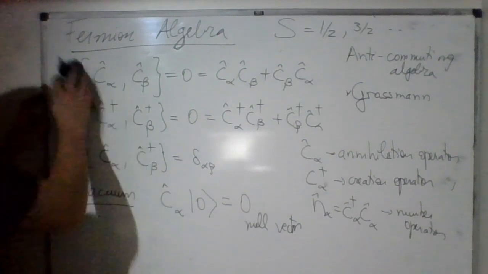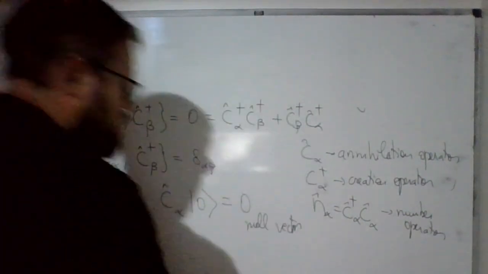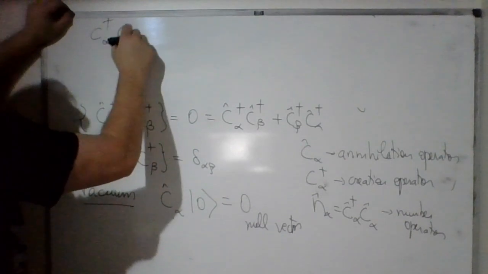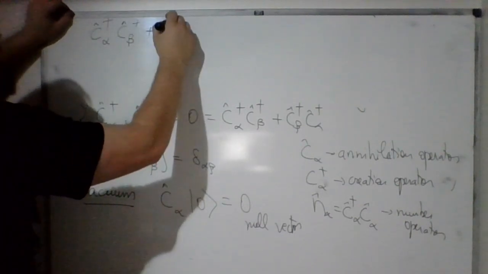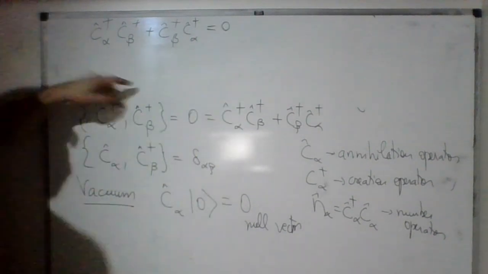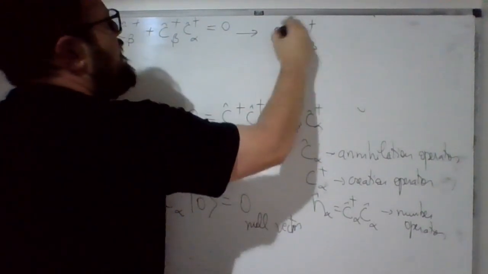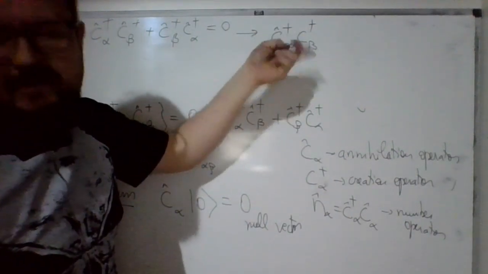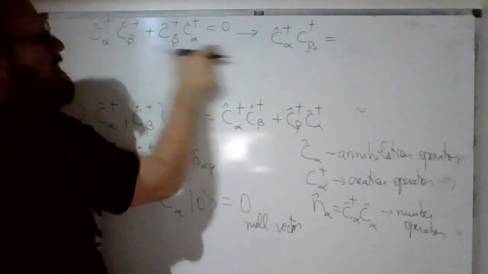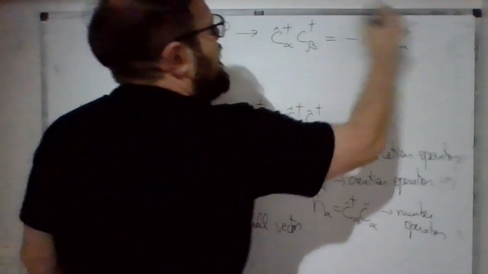All right? But let us see what happens. Just remember these equations here. Suppose you pick up this equation here, C dagger alpha, C dagger beta, plus C dagger beta, C dagger alpha. It is 0 because it anti-commutes. And therefore, I can write this in the following way. It is the same equation for the annihilation operators here. But if I move this to the right hand side, I will have minus C dagger beta, C dagger alpha.